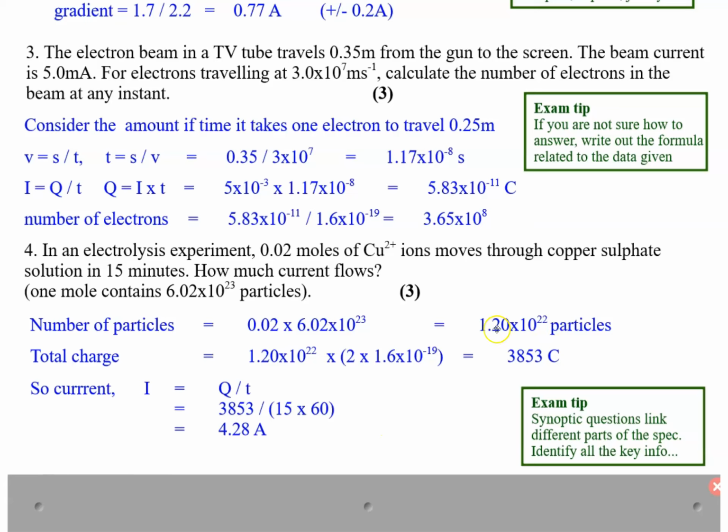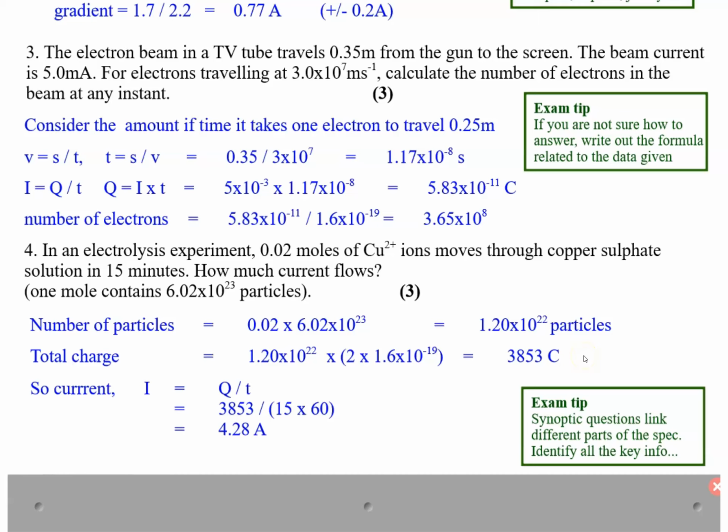So if I know the total number of particles, I know the charge. If this was plus 1, then that would have a charge of positive 1.6 times 10 to the minus 19. It's 2 plus, so it's got double the charge. So 2 times 1.6 times 10 to the minus 19. And that's the charge on an individual particle, so I can multiply that by the total number of particles to get the total charge in coulombs.